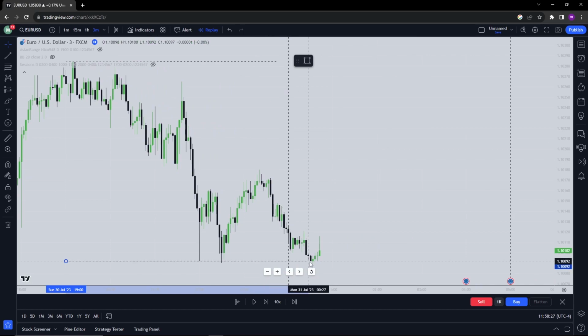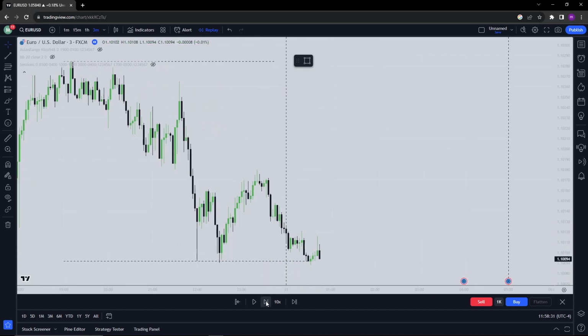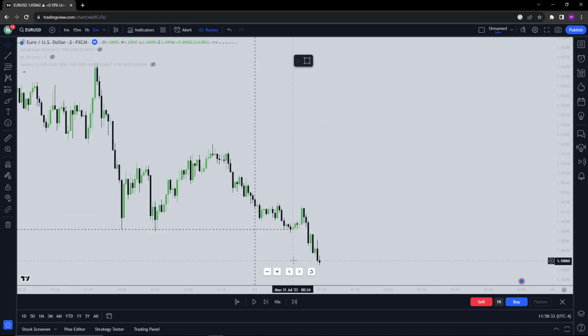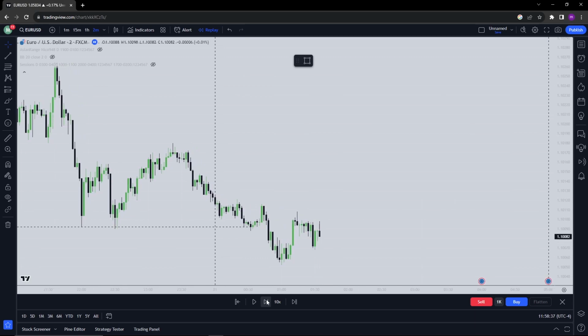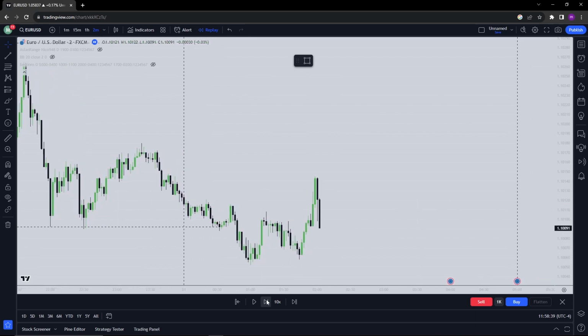Again, just so you get understanding, liquidity has been taken right over here. Now, if I play the market out, what I'm looking for is a market structure shift. You can see right over here, we do have our market structure shift. Right over here. Now, we've had our market structure shift. What do we look for now? Now, the next thing we look for is an imbalance that had a strong displacement.